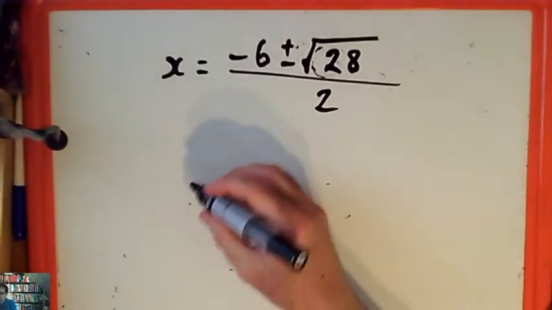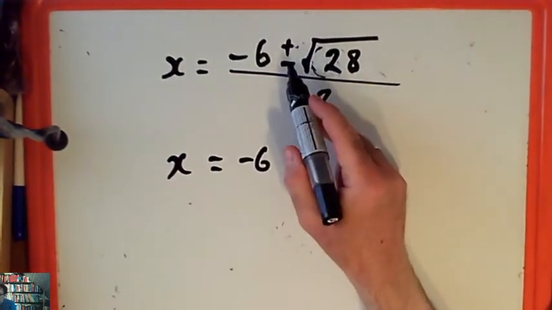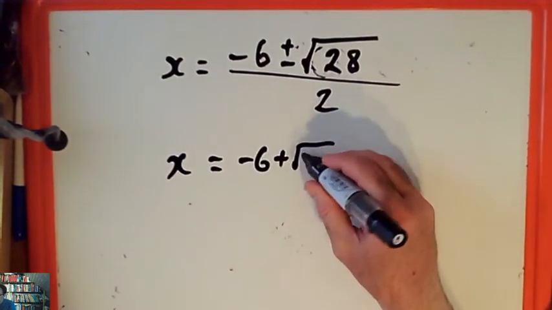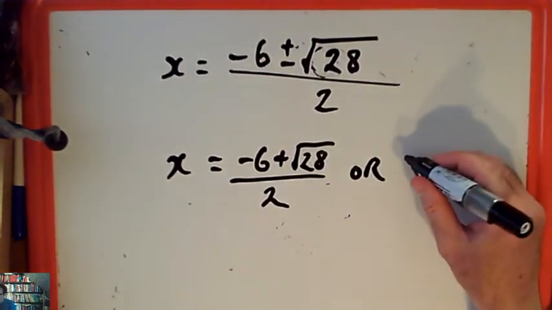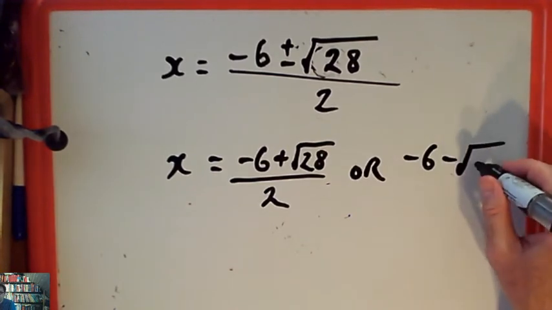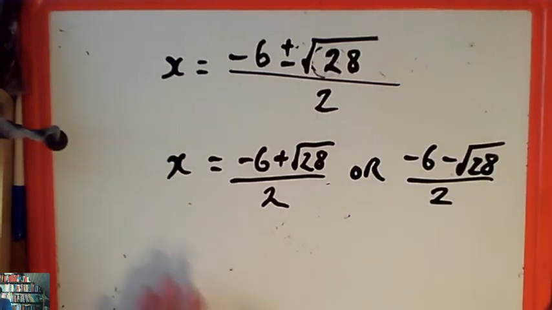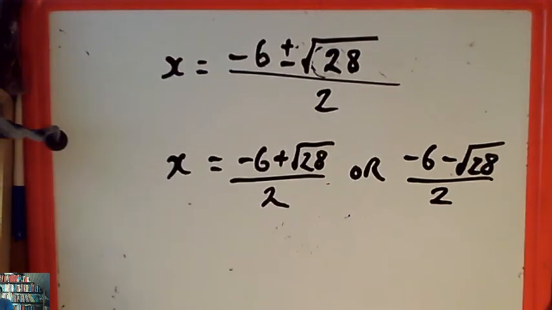So it gives us the two answers, one with a plus here and one with a minus here. So x can be minus 6 plus the square root of 28 all divided by 2, or it can be minus 6 minus the square root of 28 all divided by 2. So for quadratic equations you expect often to get two solutions, and those two solutions are obtained from the plus and minus alternative in the formula.